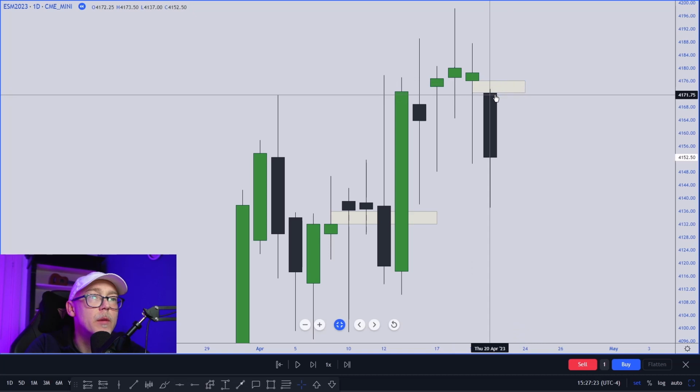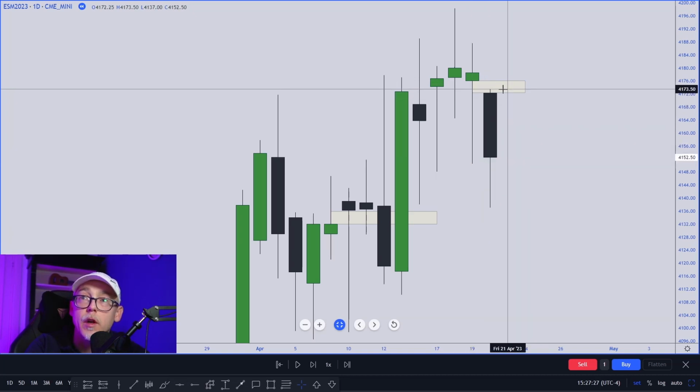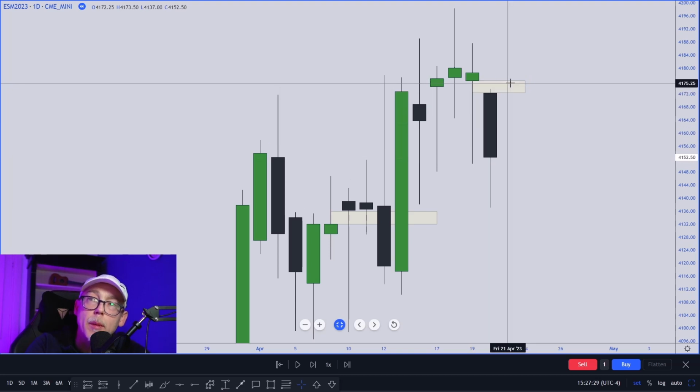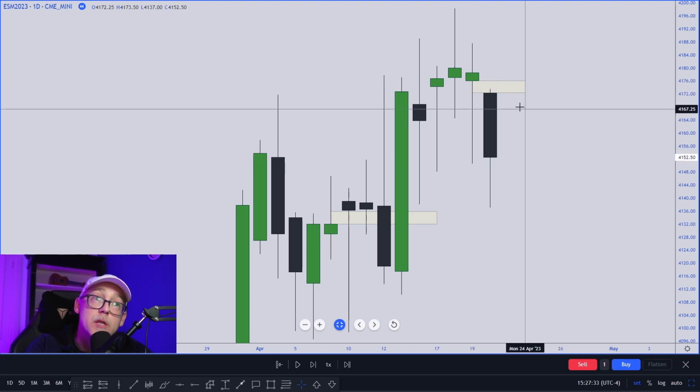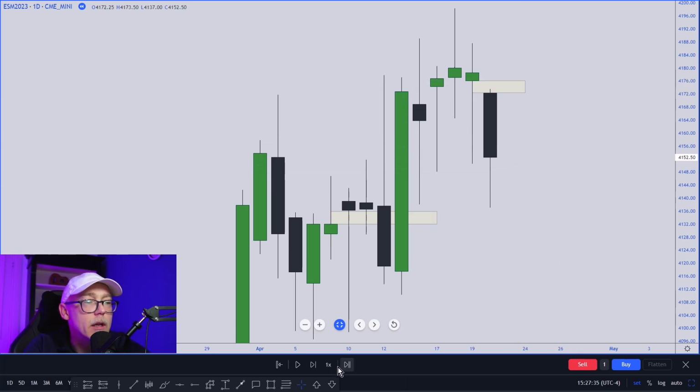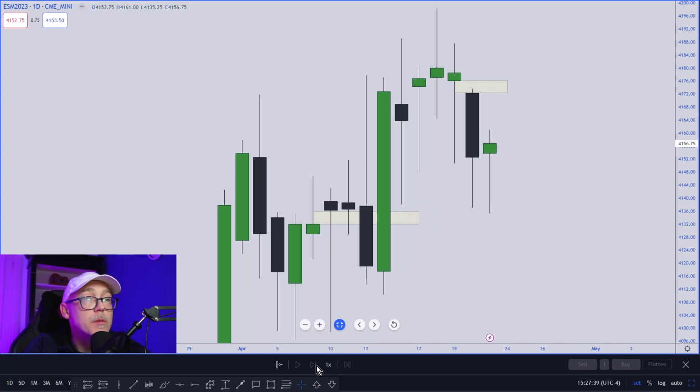Now the difference with this one is that the volume imbalance is above where we are at the moment. The current price is down here, that's the close, and the volume imbalance is above. So this can become a potential resistance zone moving forward. So price might want to go up into this area. Let's move forward. Price moves down.